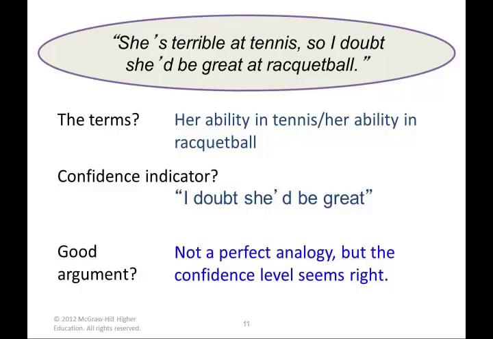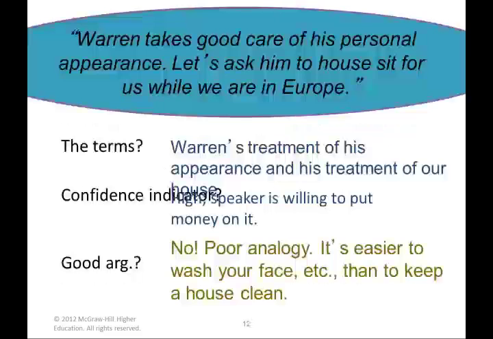So there are important differences between the two, but also notice they're pretty modest in their confidence level about whether this argument is strong. They're saying that they doubt she'd be a great racquetball player. They're not saying it's certain she wouldn't. And because of that, it's not a perfect analogy, but because the confidence level is pretty modest, this would be a tough argument to defeat, okay? That this is a pretty strong argument, all right?